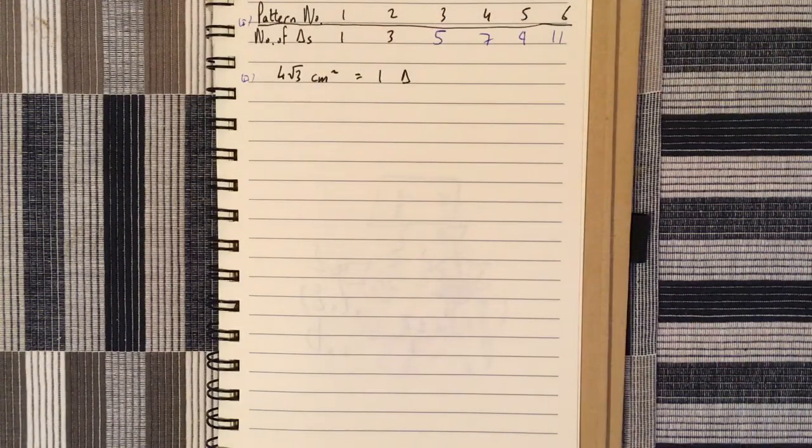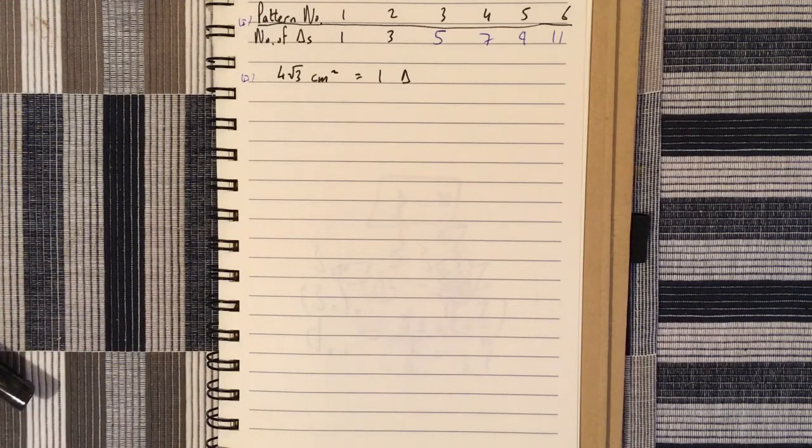Okay. The question asks me to find, correct to the nearest centimeter squared, the combined total area covered by the first 15 patterns in the sequence. It says combined total area of the 15 patterns. So it's not just looking for the area covered by the 15th pattern. It's the combined total area of the first 15.